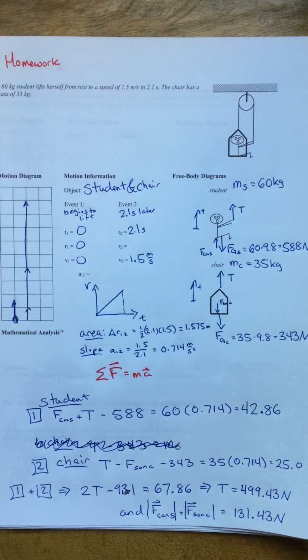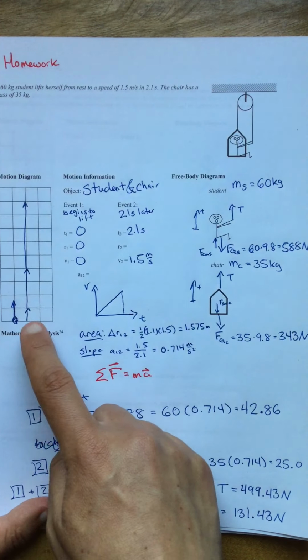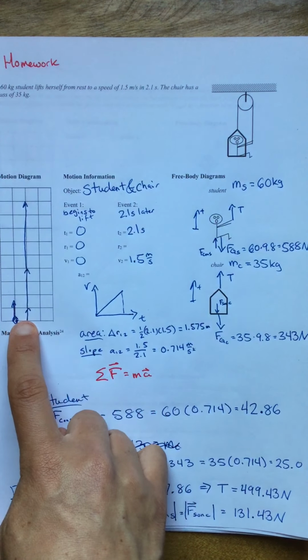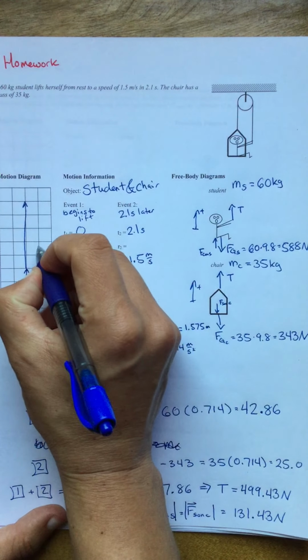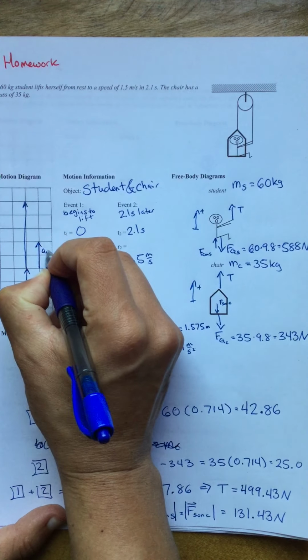This is problem 97. A 60 kilogram student lifts herself from rest to a speed of 1.5 meters per second in 2.1 seconds. The chair has a mass of 35 kilograms. Starting from rest, speeding up gives you a motion diagram like this, where the velocity vectors are getting longer and the acceleration is pointed upwards.